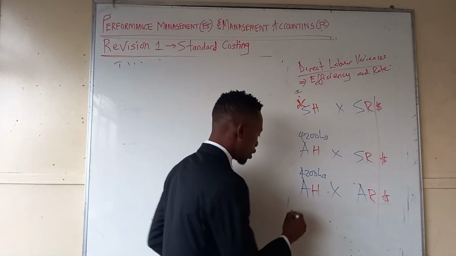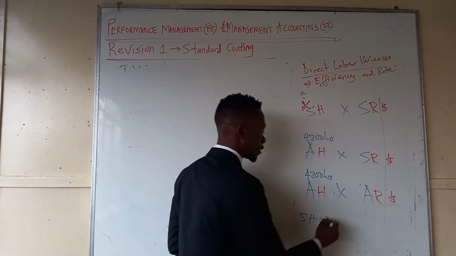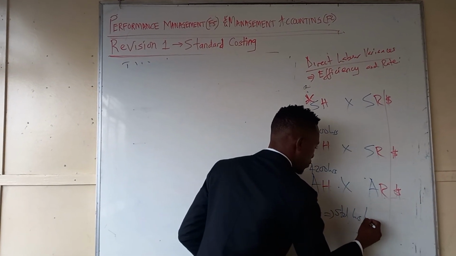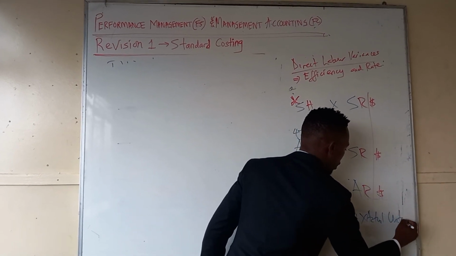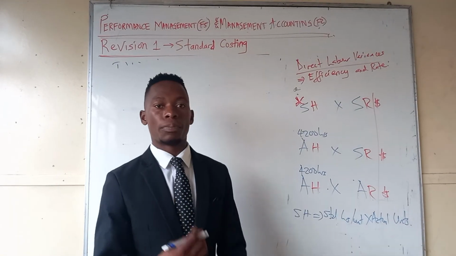What about the standard hours? You have to flex. So this is the formula. How do you flex? You use standard hours per unit multiplied by the actual production units. You multiply by actual production units.